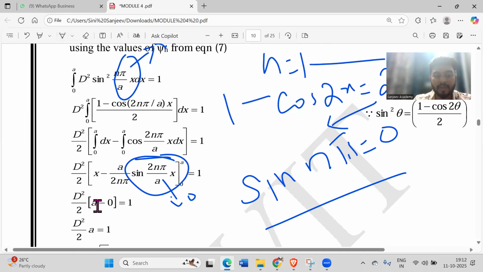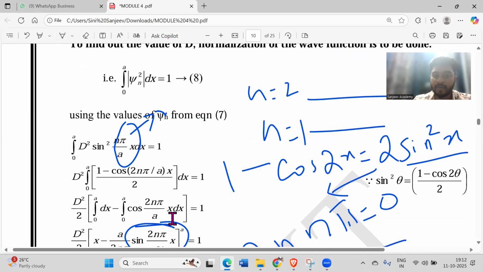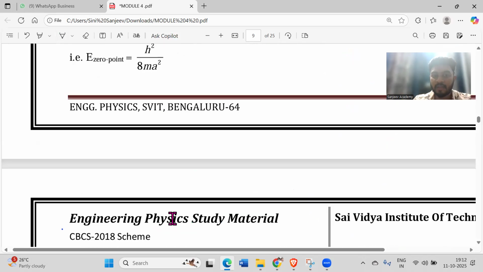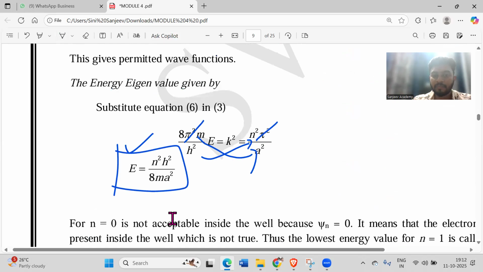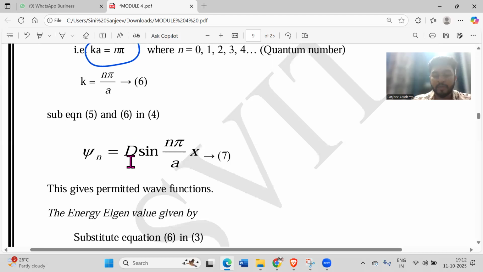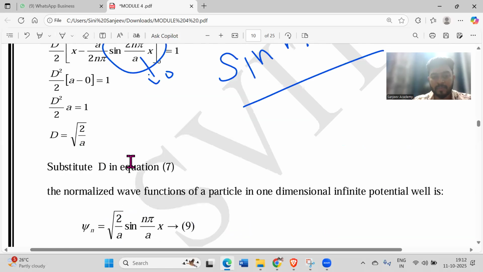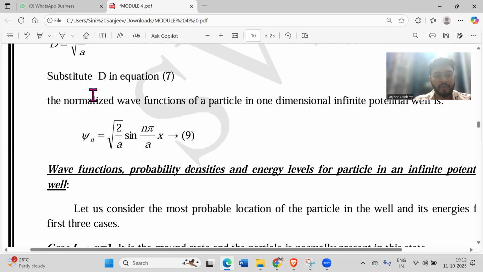Okay. So I get d is equal to root of 2 by a. This d I have to put in the above equation. This d what we got, right? Here I have to put. That's all the derivation is all about. Done. That's the final derivation. Root of 2 by a. Done. Up to here you have to study.